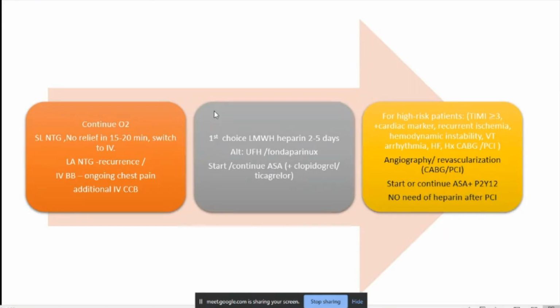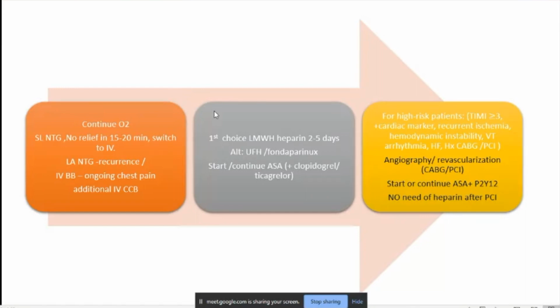Then after that, we start or continue the aspirin with the clopidogrel, the dual antiplatelet. So we start the patient on the dual antiplatelet therapy. After the PCI, we don't have to start the heparin again. So after the PCI, we can stop the heparin. Like we said, we actually give the heparin for 2 to 5 days, right? So after the PCI, we only have to continue the dual antiplatelet. We don't have to continue the heparin. Okay, so are we clear?